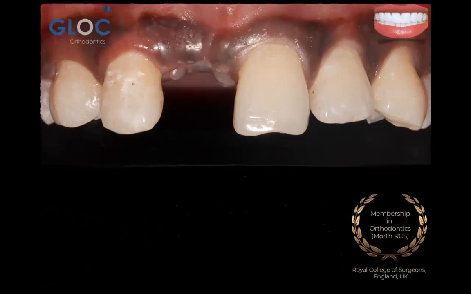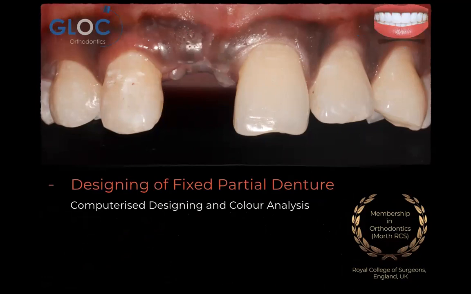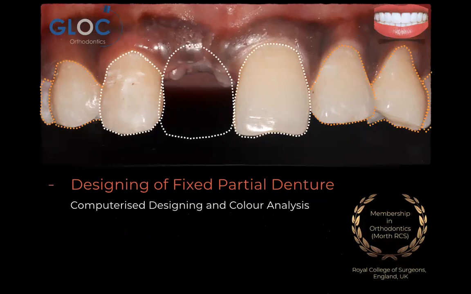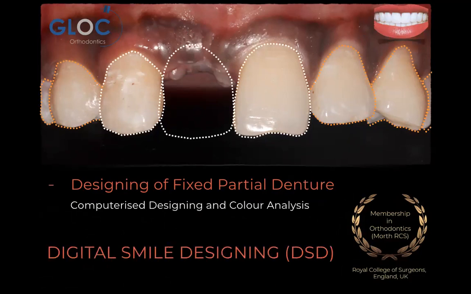So how did we make the dental bridge? Designing of a fixed partial denture or a dental bridge is done in our clinic with computerized designing and color analysis, which is also called digital smile designing or DSD. Once we make a computer analysis and make the design in the computer, we then involve the patient in the whole process as to how his smile needs to be at the end of the treatment.